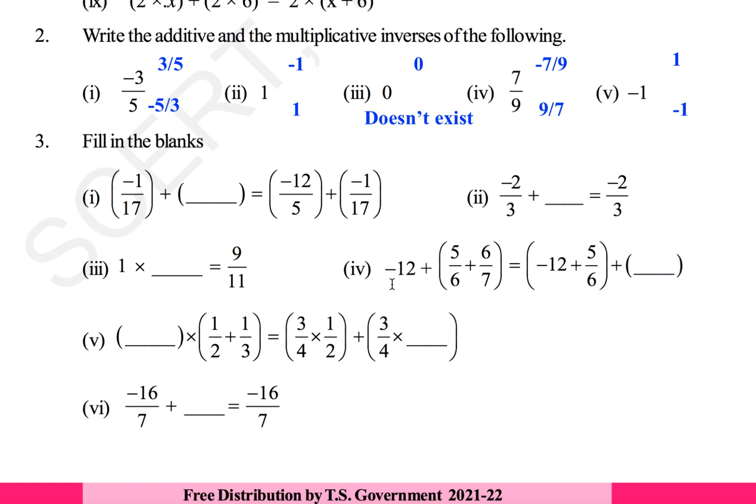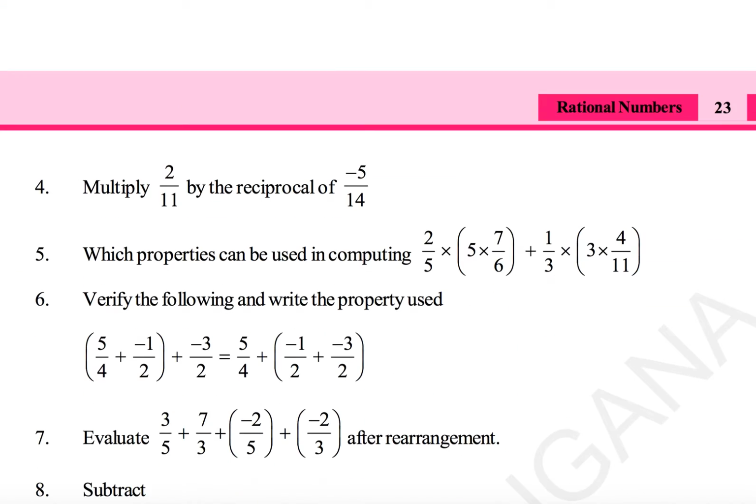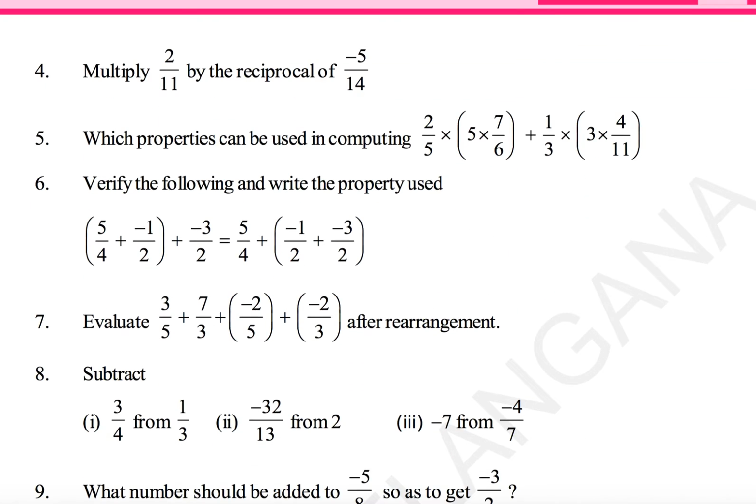Fill in the blanks. This part you can easily do, not a big problem. This is 0. Multiply 2 by 11 by the reciprocal of minus 5 by 14. We'll do that. What's a big deal in it? 2 by 11 into minus 14 by 5 is the reciprocal, right? Then what is the answer?